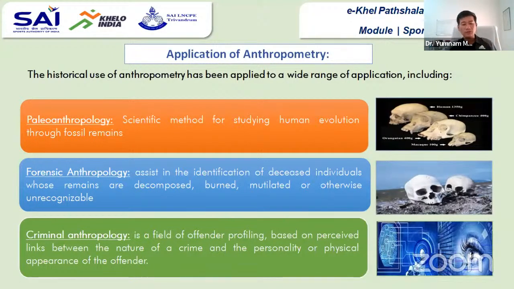So this is also a branch which is used for forensic identification. Criminal anthropology is a branch, a field of offender profiling based on the perceived link between the nature of crime and the personality or physical appearance of the offender. In this, like a blood group, blood sample drops have been found from that spot. Here, fingerprint. Here, texture, a piece of hair, like cloth. From those remains, offender profiling can be done.